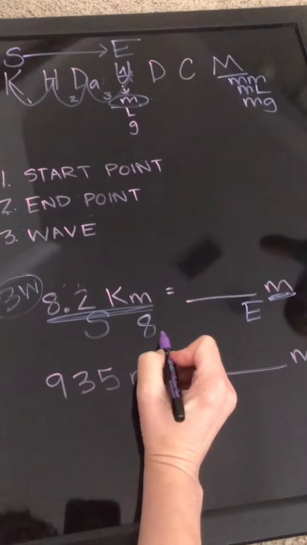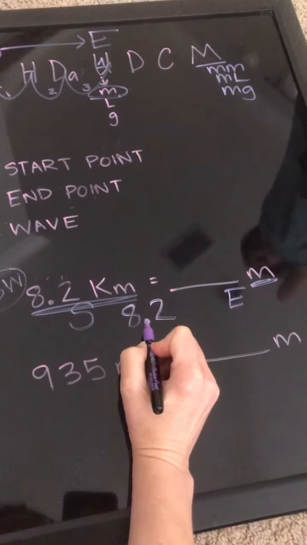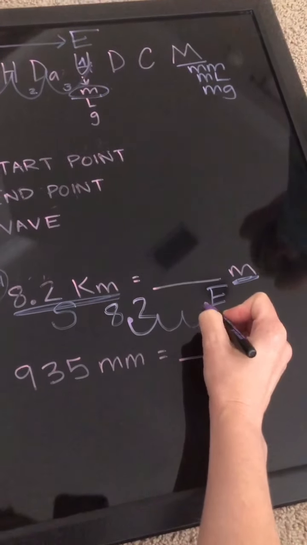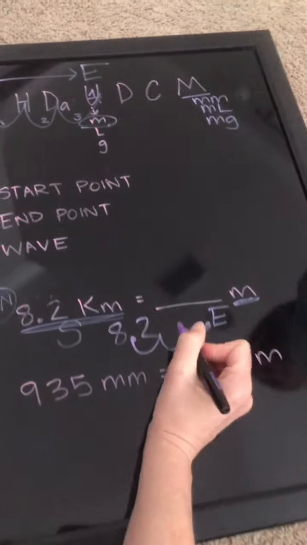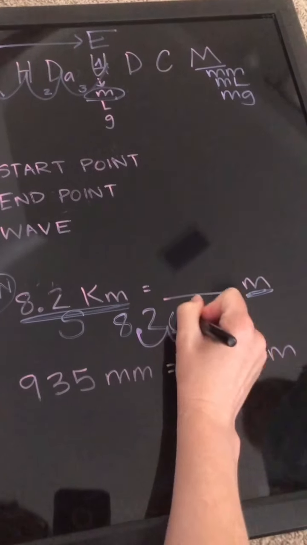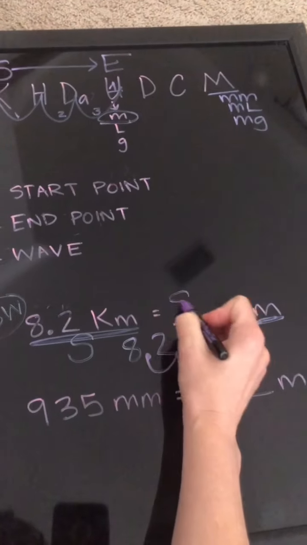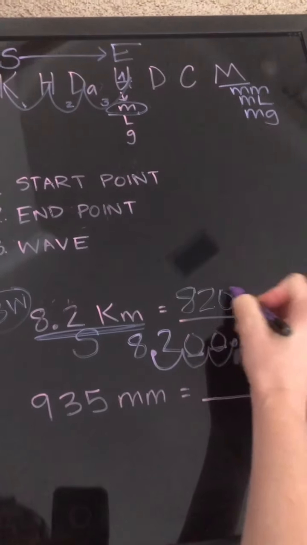So I have 8.2 and I'm going to move 1, 2, 3. My decimal goes now at the end, and in these empty waves I'm going to put zeros. So my answer now is 8,200.